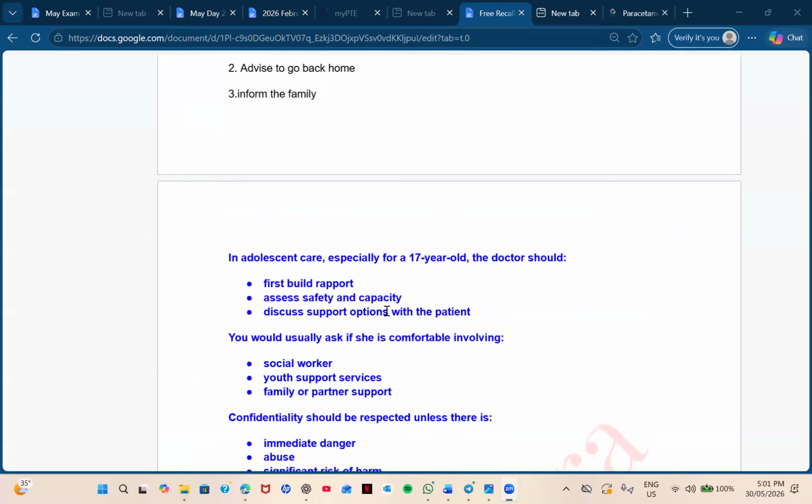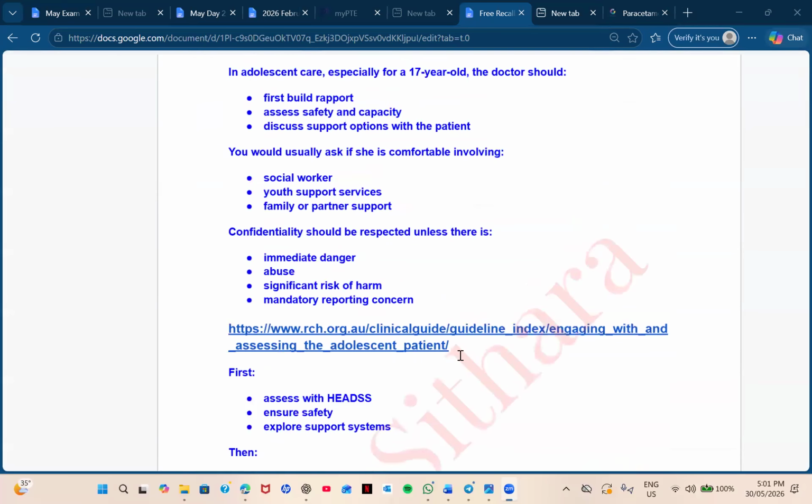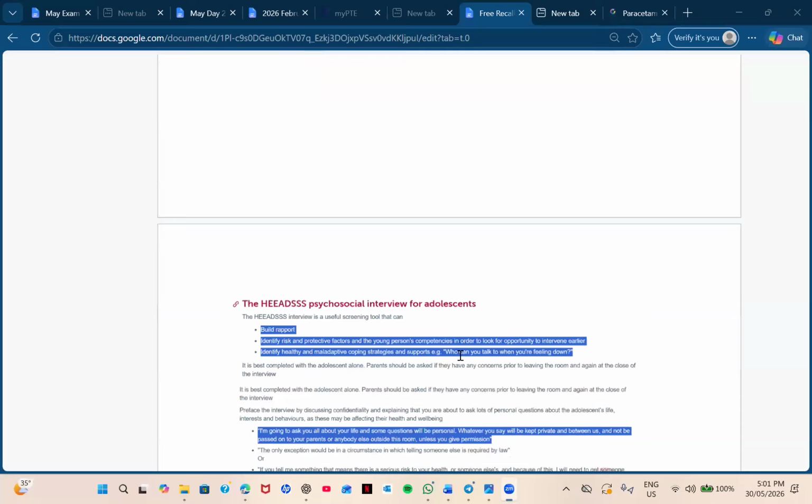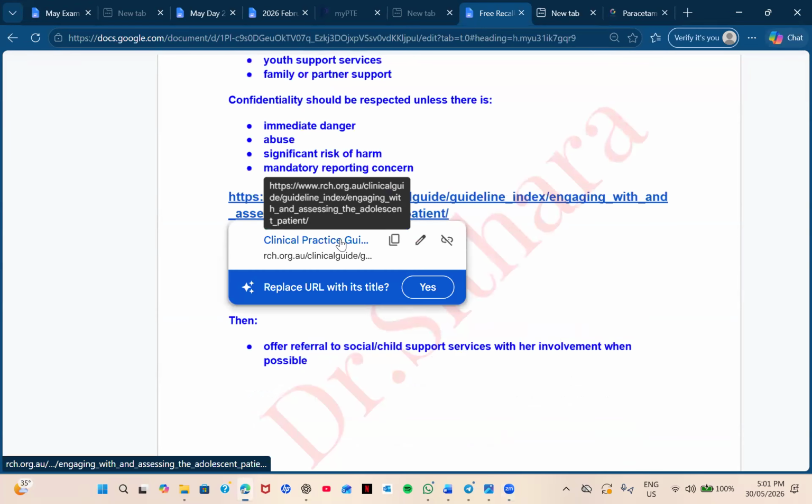In adolescent care, the doctor should first build rapport, then assess safety and capacity, then discuss the support options with the patient, because she's not a small child. You need to explain it first. This is from the RCH guideline. They have explained it well, and given a good example for adults, and for the adolescent as well.